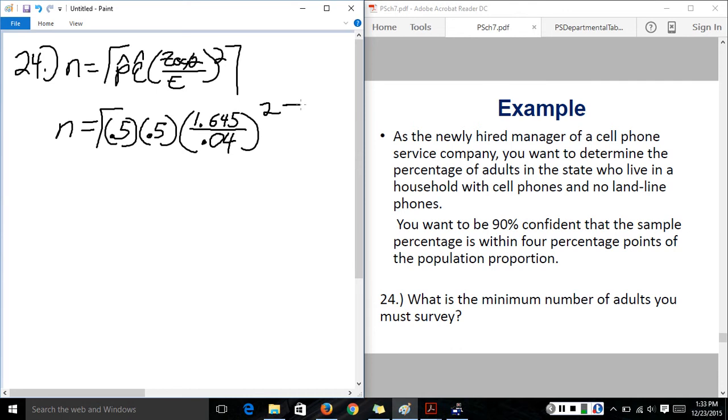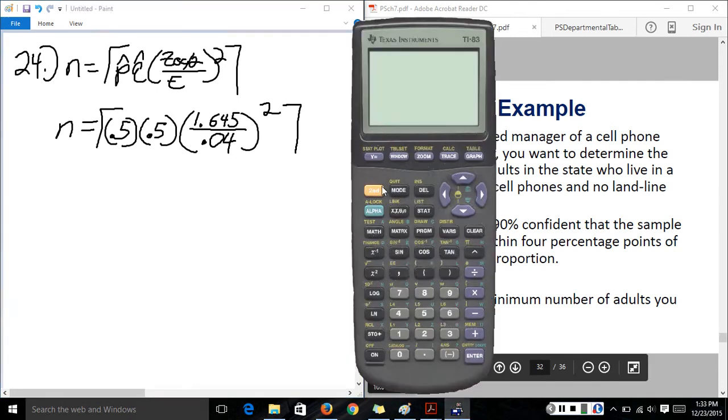Again, if I get a whole number, I'll leave it alone. If I get a decimal number, I'll round it up. As long as I use parentheses, I can type that in exactly as it is shown, all on one line.